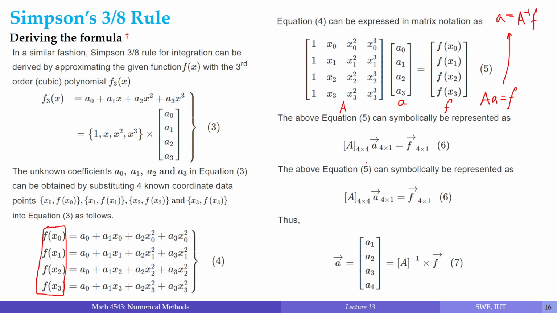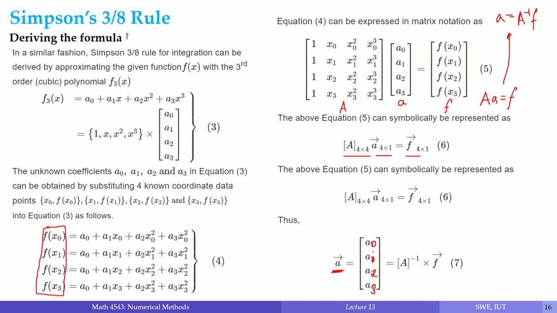So they have already shown this thing over here. We know that the matrix capital A times the column vector small a equals the column vector small f. So how can we find the column vector small a, which consists of all my coefficient values starting from a naught? There are a lot of typing mistakes here, so sorry for that.